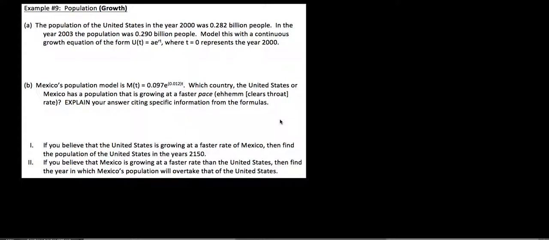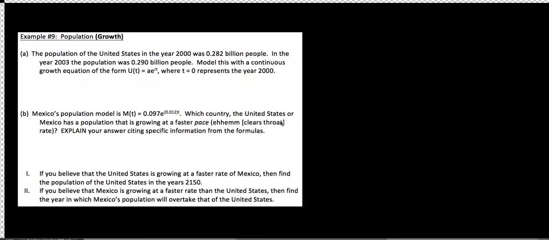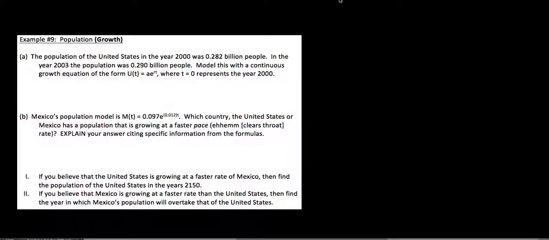Okay guys, in this last video we're going to take a look at using continuous growth models to represent, say, population growth or decay, and really to also compare populations that are growing at different rates or maybe have different initial quantities. One thing I want to point out is that when we're looking at population growth or decay, we often like to use our continuous growth models to do this.